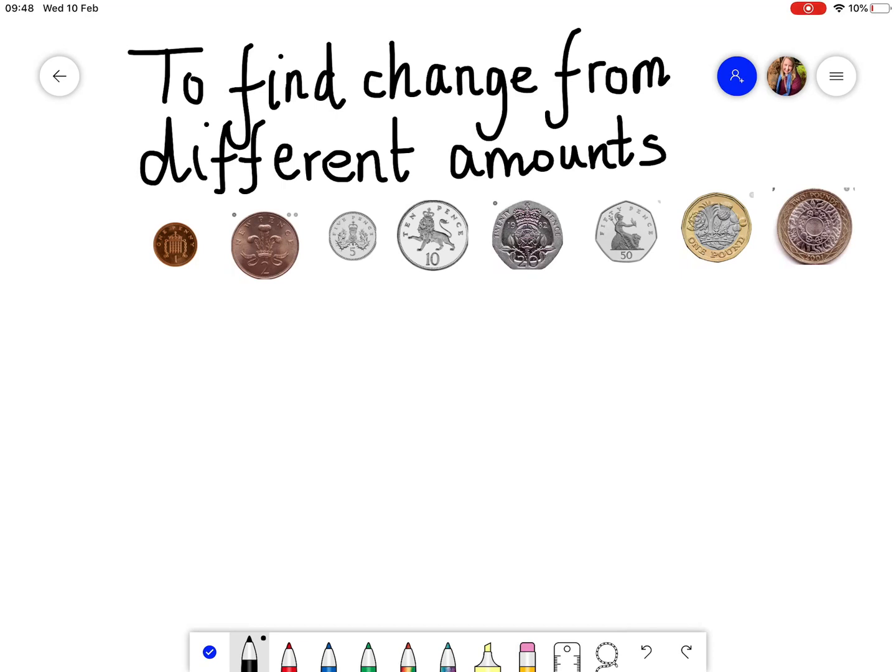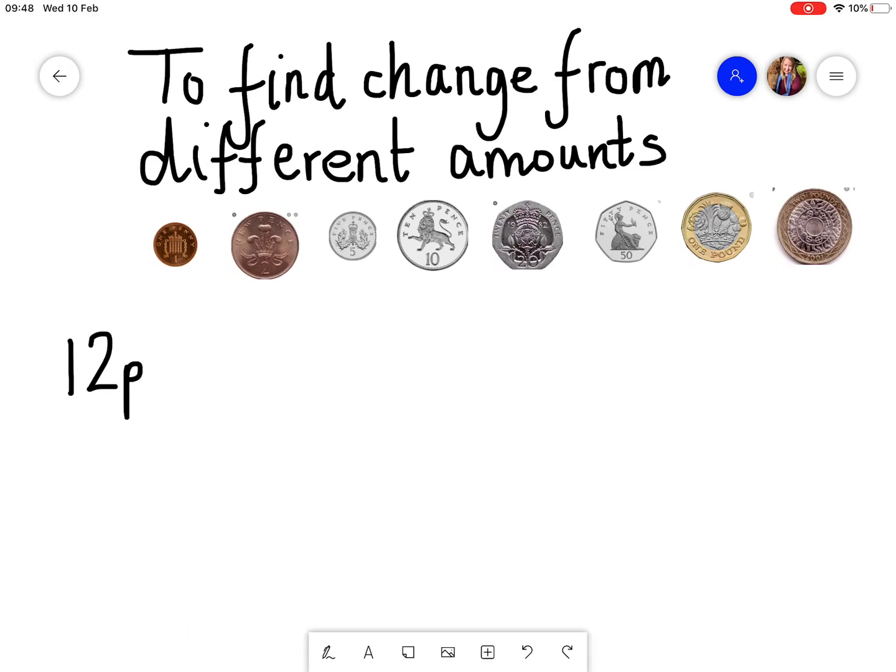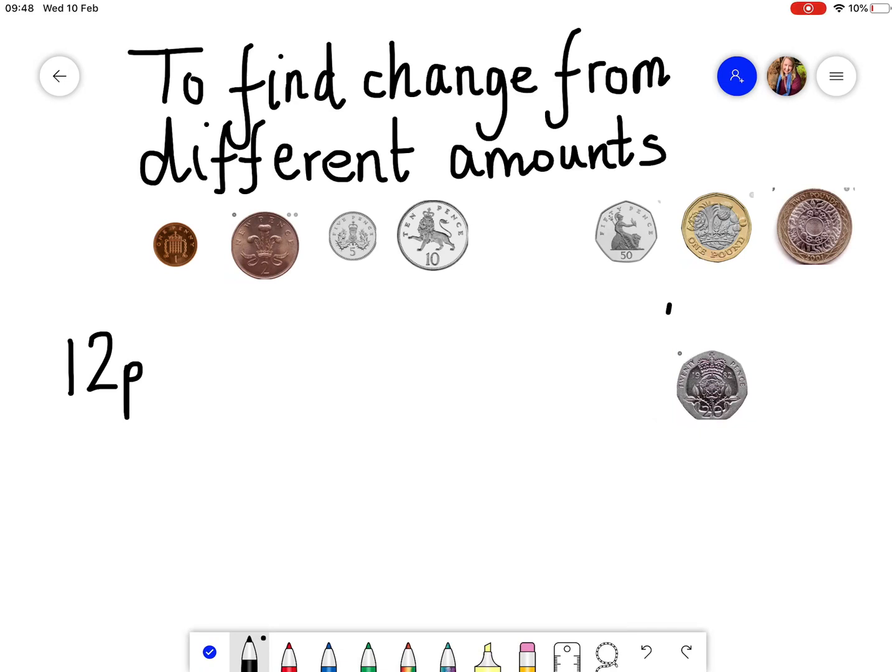So for example, if we've got something that is 12p and you give this coin, which is a 20p, what number is more, 12 or 20? Good, 20p is more. So if you gave 20p and the item was only 12p, you've given the shopkeeper too much money. And the shopkeeper then needs to give you some money back. And we need to figure out how much money you're going to get back by looking at 12p and looking at 20p. And the strategy we're going to use is called the count on strategy.